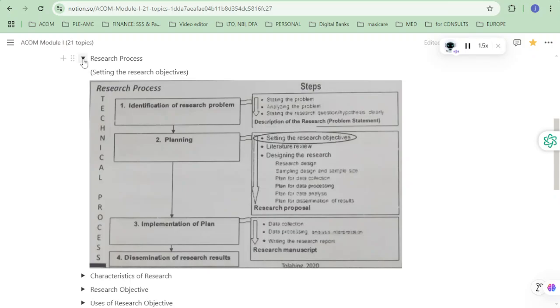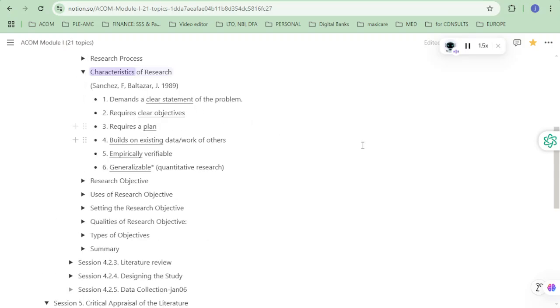Characteristics of research, Sanchez, F., Baltazar, J., 1989. 1. Demands a clear statement of the problem. 2. Requires clear objectives. 3. Requires a plan. 4. Builds on existing data and work of others. 5. Empirically verifiable. 6. Generalizable, in quantitative research.